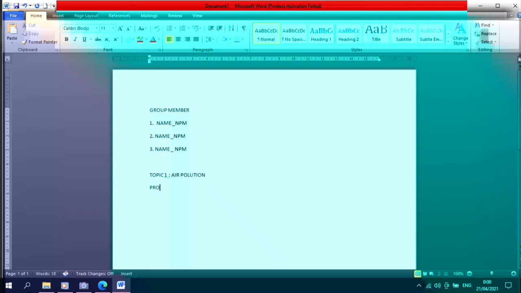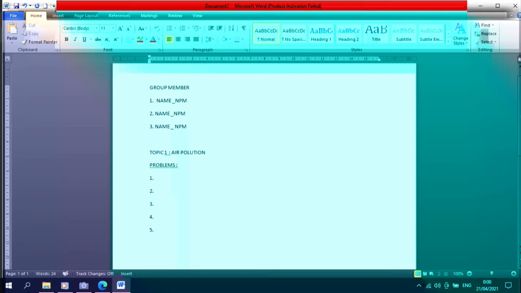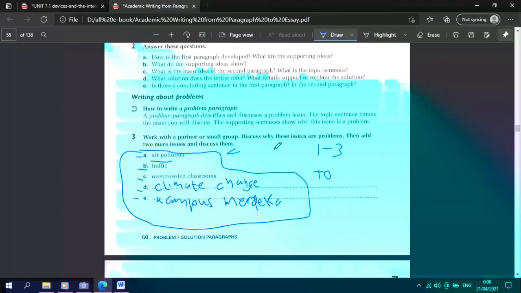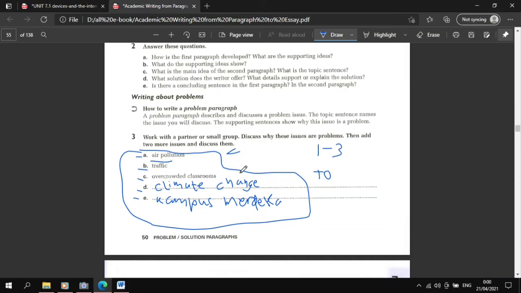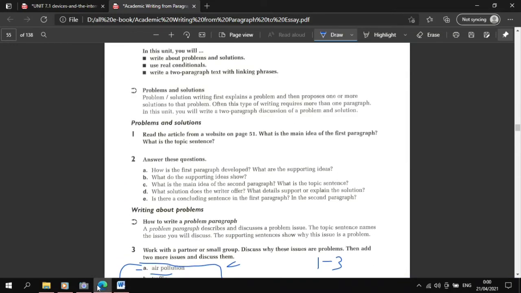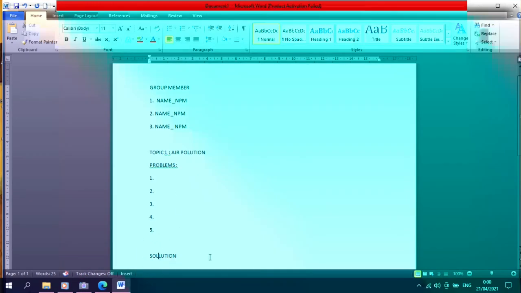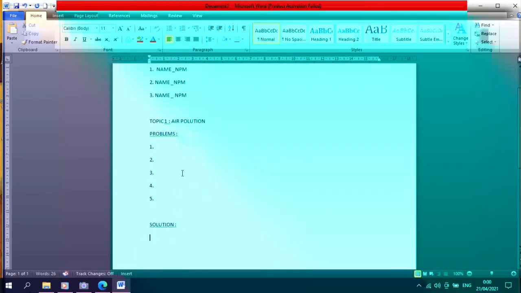Now you have to write the problems. Please find the problems you get about air pollution. So you type all the problems, okay? And then after that, you write the solution to that problem. So after the problems, you have to find the solution for each problem. If for problem 1, what is the solution? For problem 2, what is your solution? For problem 3, what is your solution? So if you have 5 problems, you have 5 solutions.